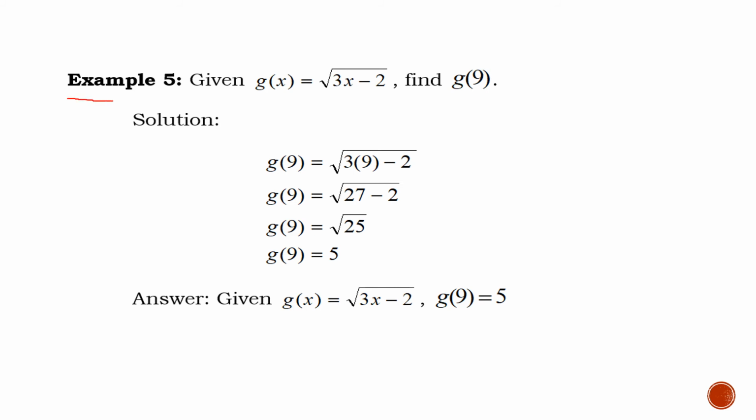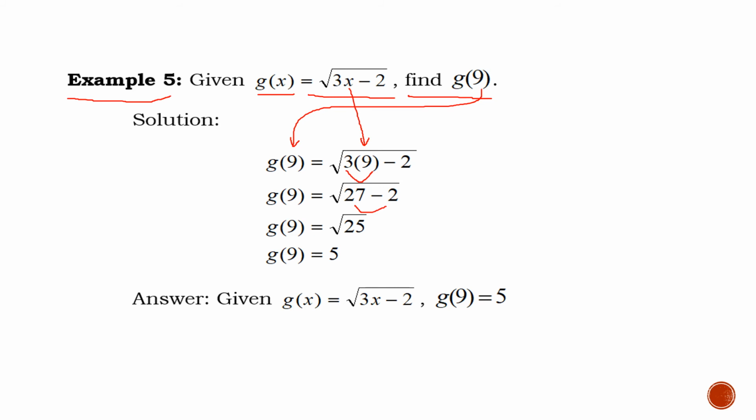For example number 5, there's a given function here, which is g of x is equal to the square root of 3x minus 2. Find g of 9. So we simply substitute 9 as the value of the variable x in the given function. That's why g of 9 is equal to the square root of 3 multiplied by 9 minus 2. If we simplify, 3 multiplied by 9 is 27, minus 2. So 27 minus 2 is equal to positive 25.